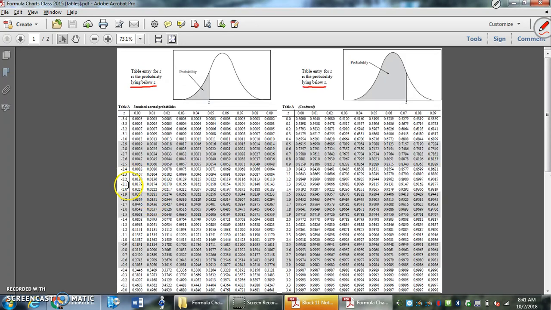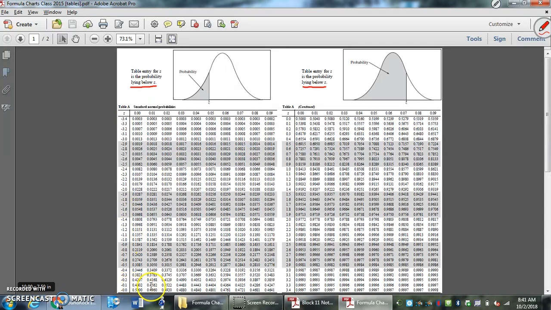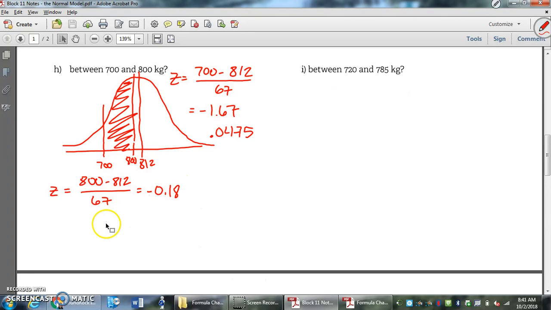So negative 1.67 would be 0.0475. And then negative 0.18, way down here at the bottom, is 0.4286.